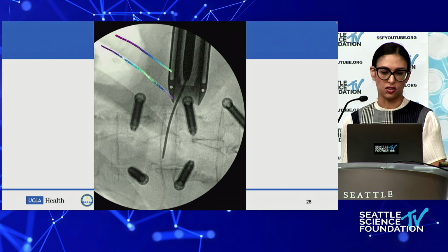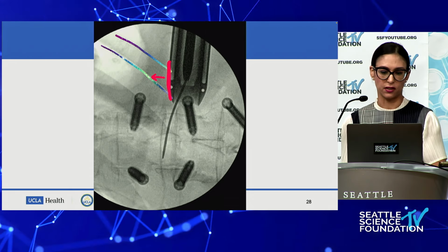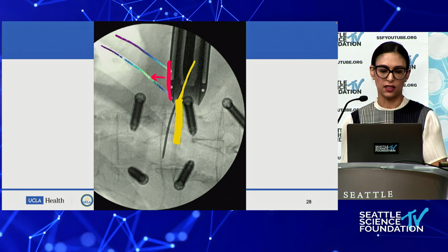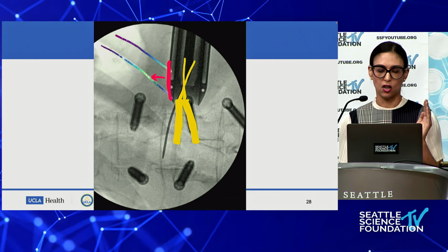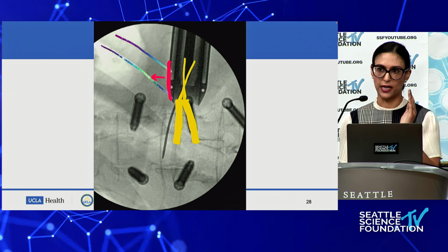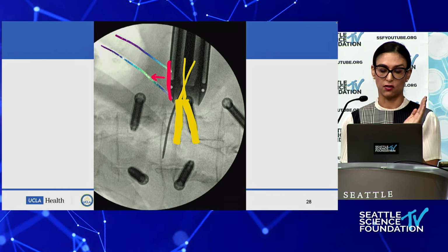So what about the angled instruments? Can we get the angled instruments in there? Again, we've got this force this way. The angled instruments either get into the disc space or they go through the retractor, then into the end plane. So that's also not a great solution here.